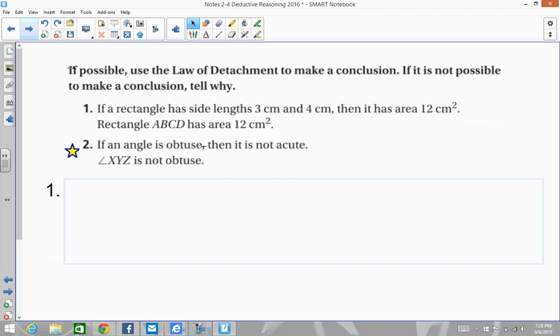All right, so if possible, use the law of detachment to make a conclusion. If not possible to make a conclusion, explain why. So pause your video, try these two. I'll explain the first one. The second one will be for you to tell me about.